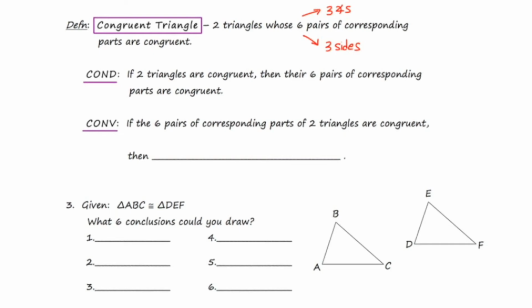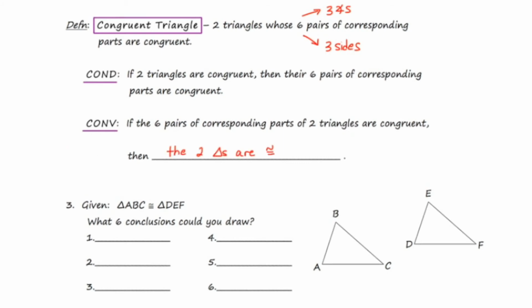If we take that definition and we write it as a conditional in if-then form, we might say something like this. If two triangles are congruent, then their 6 pairs of corresponding parts are also congruent. If we formulate the converse of that statement and switch the P and Q around, we would say, if the 6 pairs of corresponding parts of two triangles are congruent, then the two triangles are congruent.